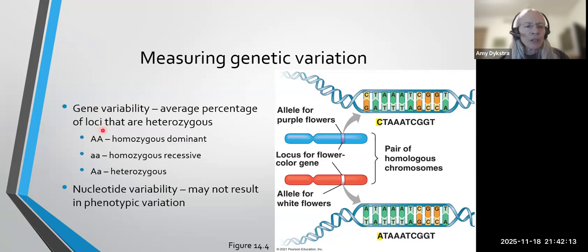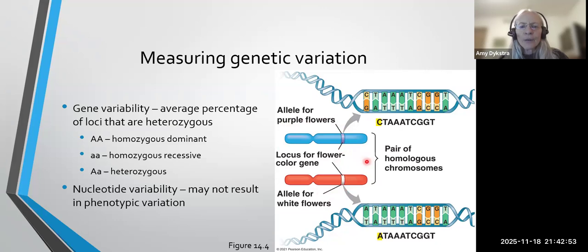Now, let's think about the word loci. I mentioned gene locus in the last slide. A locus, you'll remember, is the place on a chromosome where a particular gene is located. So here on these two homologous chromosomes, there is a single locus for the flower color gene. And this particular chromosome that's colored blue has an allele for purple flowers. This particular chromosome that's colored red has an allele for white flowers.